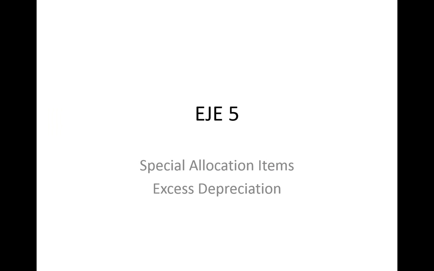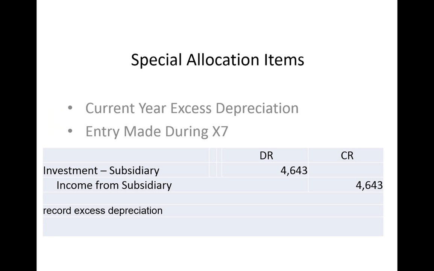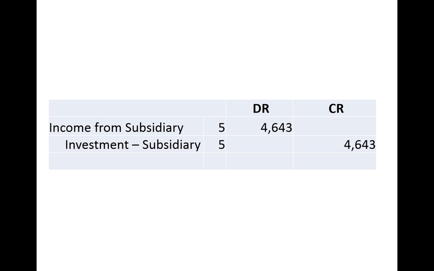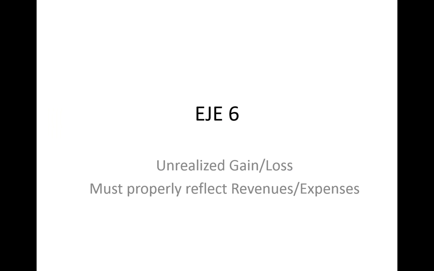The next thing we did was depreciation, and this is the entry we made under the equity method during the year. We debited investment, credited income for the excess depreciation amount. So we need to eliminate that by doing the following. Debit income from subsidiary, credit the investment account. So at this point, we have eliminated all the equity method entries we did.